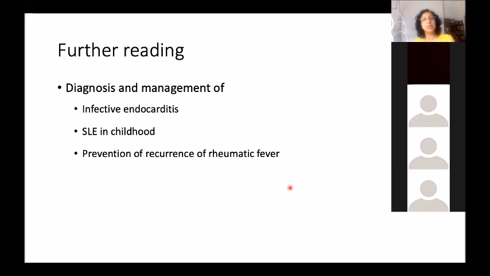Any other questions? Madam, can we consider streptococcus skin infection as a cause of rheumatic fever? No, it's a different strain. Only the pharyngeal strains cause rheumatic fever. The skin strains are nephrogenic strains. They are not rheumatogenic, right? So the strains are different. I'm sure you all learned in microbiology about that.